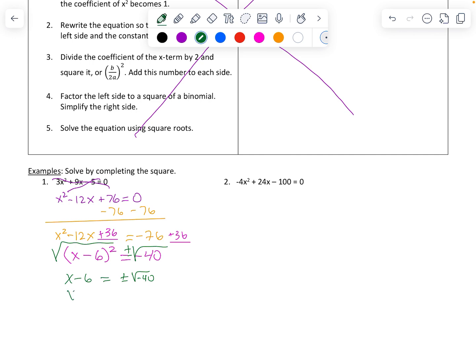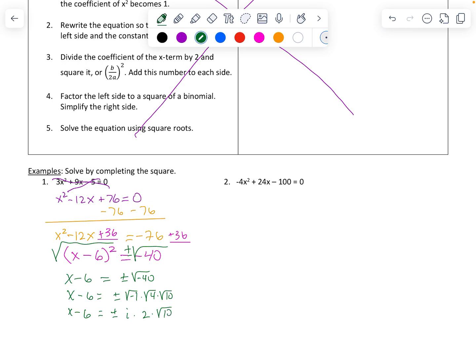So I'm going to rewrite this square root as the square root of negative 1, and then 40 is 4 times 10. There's a few other ways to write 40, but I'm going to choose 4 times 10 because 4 is a perfect square. So I end up getting x minus 6 is equal to plus or minus i times 2 times the square root of 10.